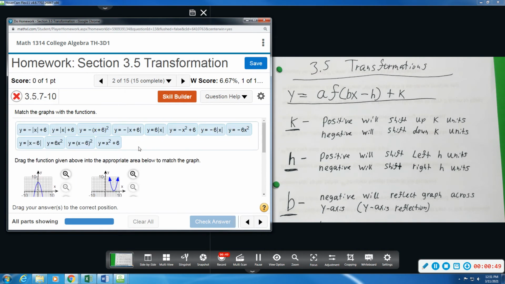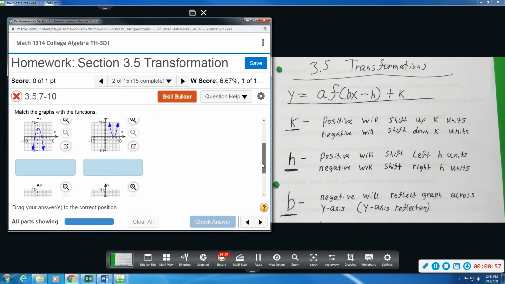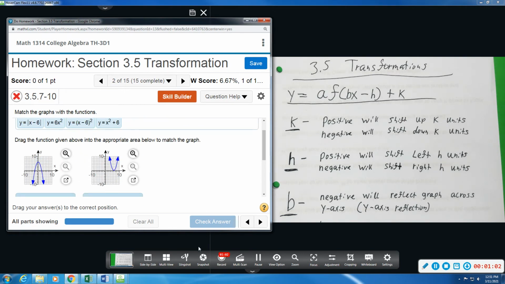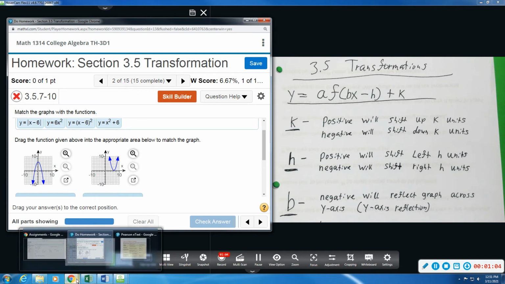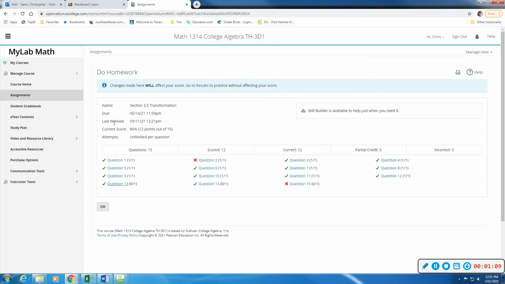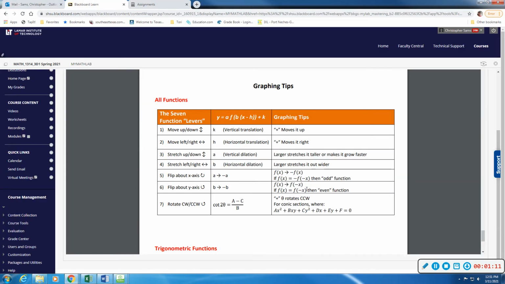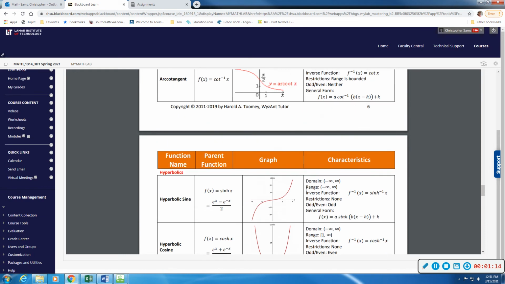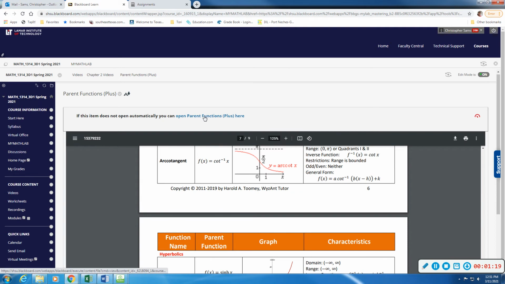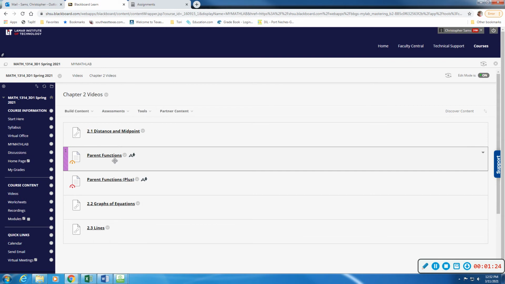All right, question 2, we have a number of graphs or equations to choose from, and we want to match those up with the graphs that we see below. One thing you want to be aware of is the graph of the parent function. Let me see if I can go back to Blackboard. You can see the parent function in either the plus version, or in just the original version.